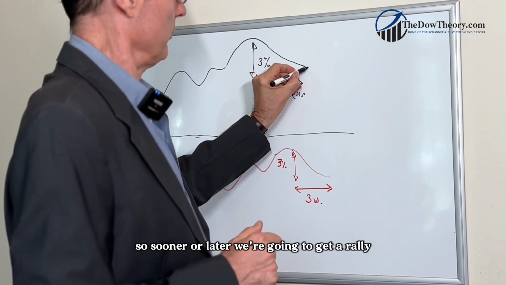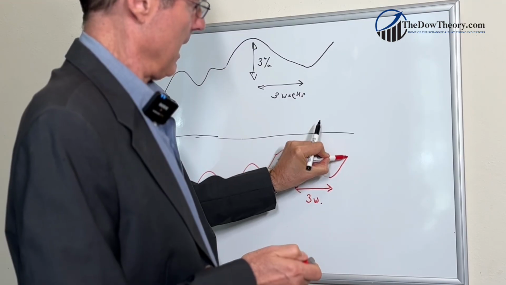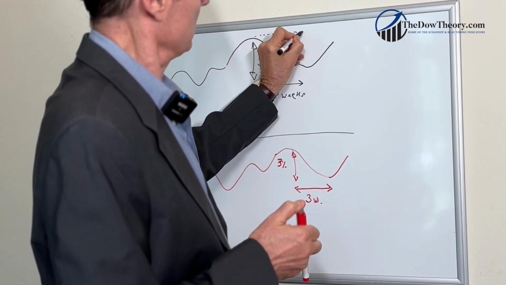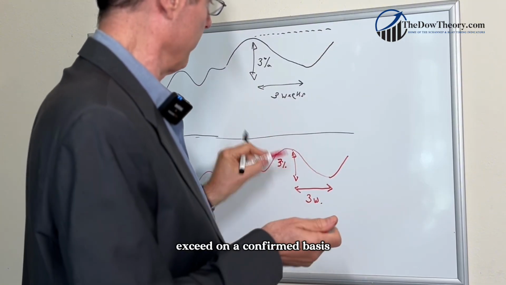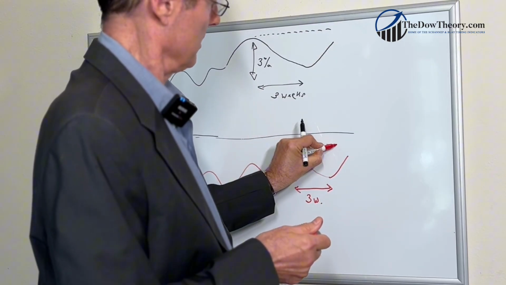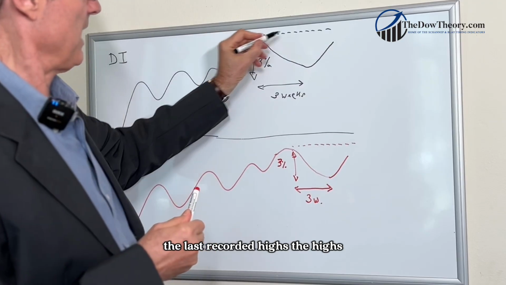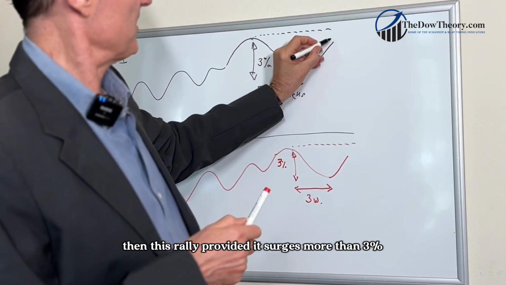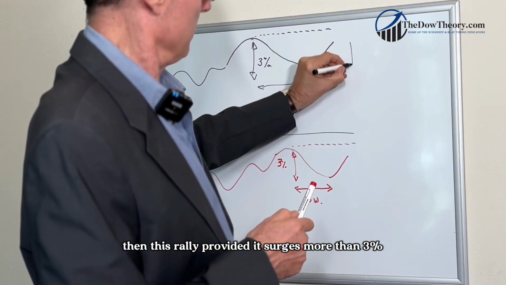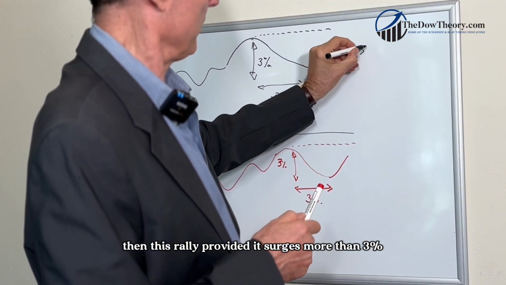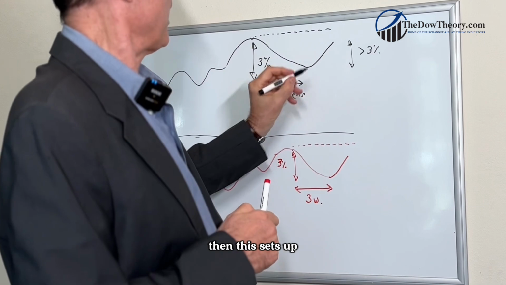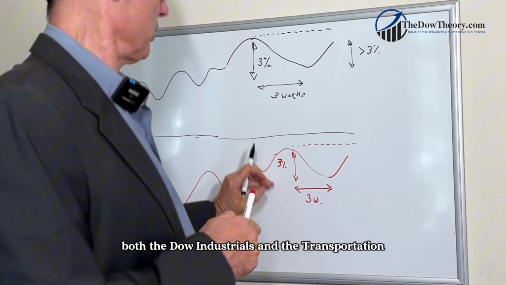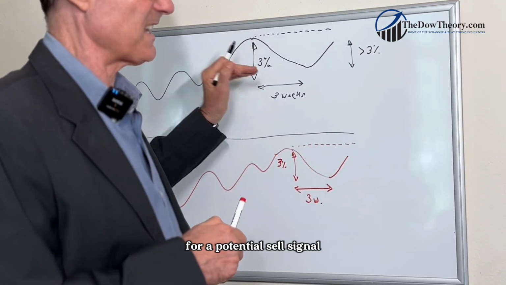So sooner or later, we're going to get a rally. And if this new rally does not exceed on a confirmed basis the last recorded highs, the highs previous to the start of the secondary reaction, then this rally, provided it surges more than 3%, sets up both the Dow Industrials and the Transportation for a potential sell signal.